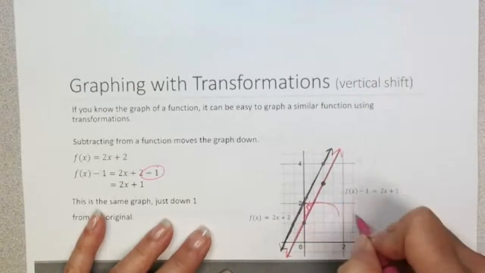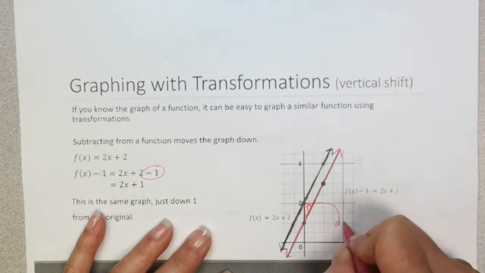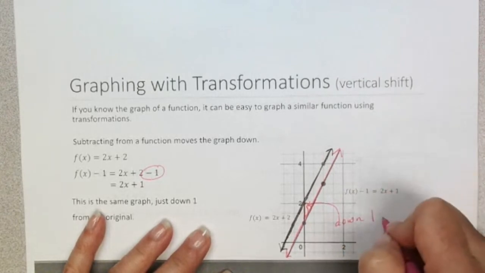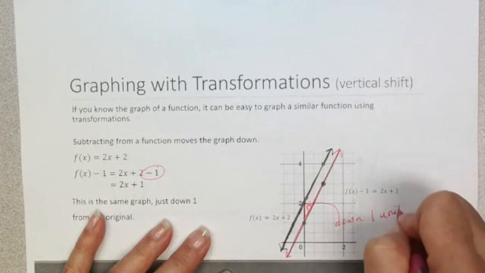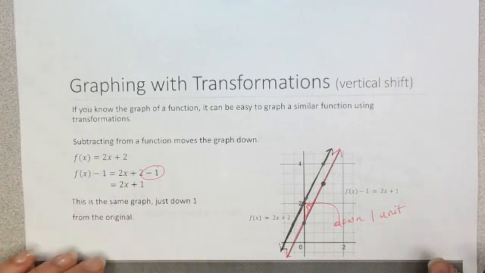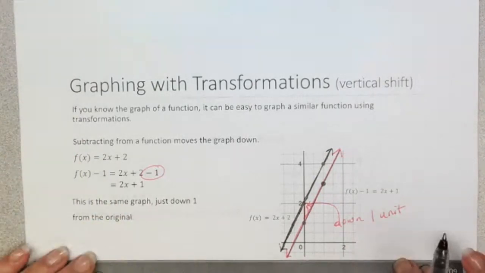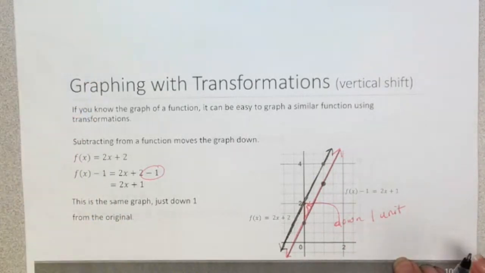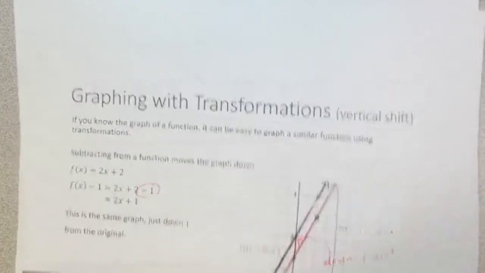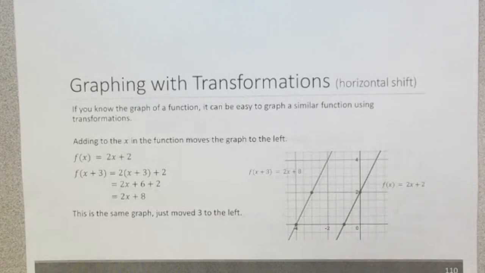What we've done here is we've shifted that whole graph down 1 unit. The pink graph is our original graph, the black one, shifted down 1 unit. So if we add some value to a function, we shift it up. If we subtract some value from a function, we shift it down. There are other transformations that we can do. We can do horizontal shifts as well.